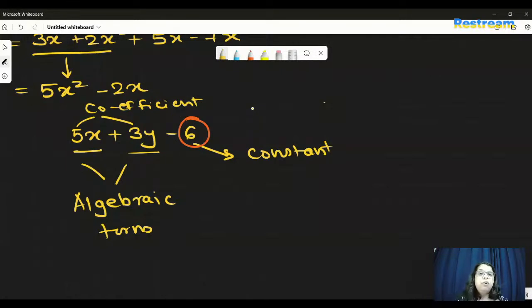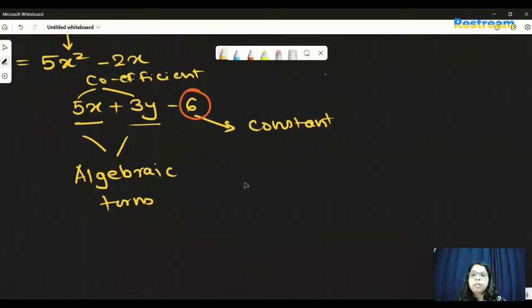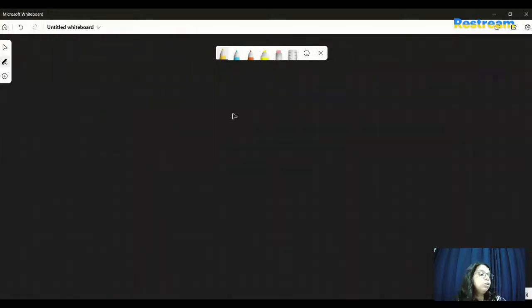A coefficient is followed by some algebraic term, some variable behind it, whereas a constant is just a standalone number. I'm repeating again: a coefficient is a number that is followed by some variable. So in 5x, 7/4y, minus 3abc, the 5, 7/4, minus 3 are all coefficients. Whereas plus 6, minus 1/2, plus 3 are all just constants because they don't have x in them.